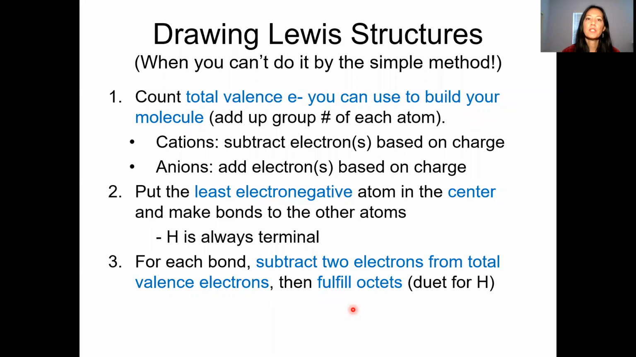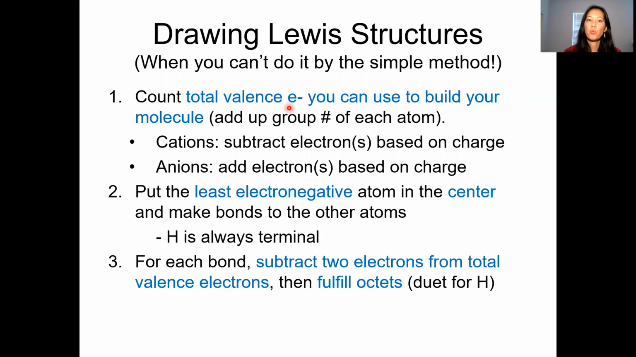We already went over simple structures using Lewis dot, and there are some compounds that cannot be built in a really simple fashion just by looking at them, meaning it's just not obvious, right? When you see them, it's not obvious how to make the bonds, how many lone pairs. So when you can't do it by the simple method, which we did last time, you're going to do it this way. The first thing you're going to do is add up all of the total valence electrons in the whole molecule. That comes from adding up each of the individual valence electrons for each atom.